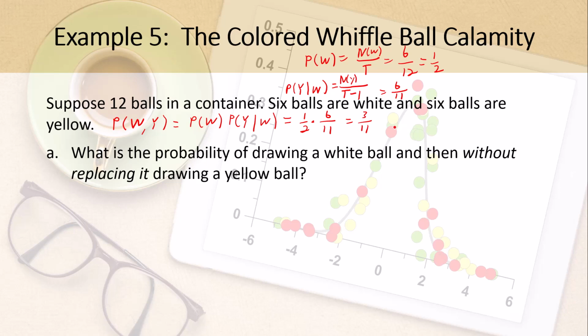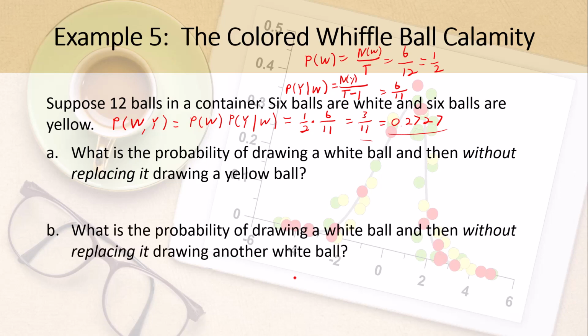As a decimal, that would be 0.2727. So either this answer or this answer would be acceptable. Next problem. What is the probability of drawing a white ball and then without replacement drawing another white ball?